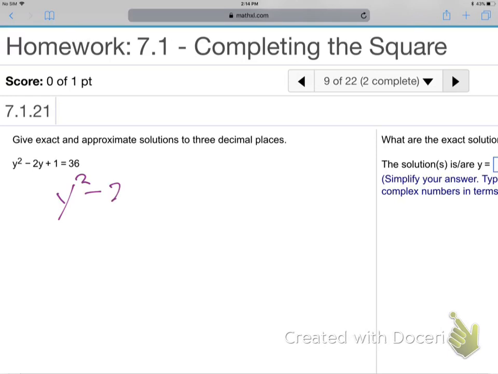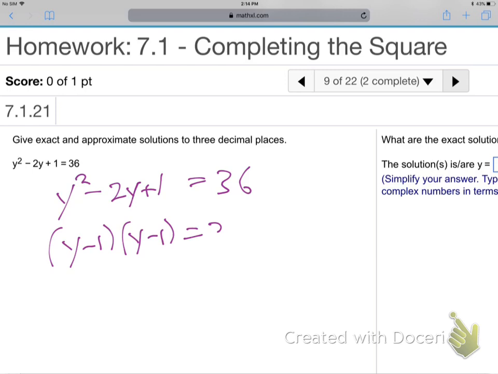So let's see, y squared minus 2y plus 1 is 30. So go ahead, factor that left side. That left side is going to be 2 parentheses, same thing twice. Identical twins on that left side. So factor those identical twins. Everybody get that? Y minus 1, y minus 1. Identical twins.